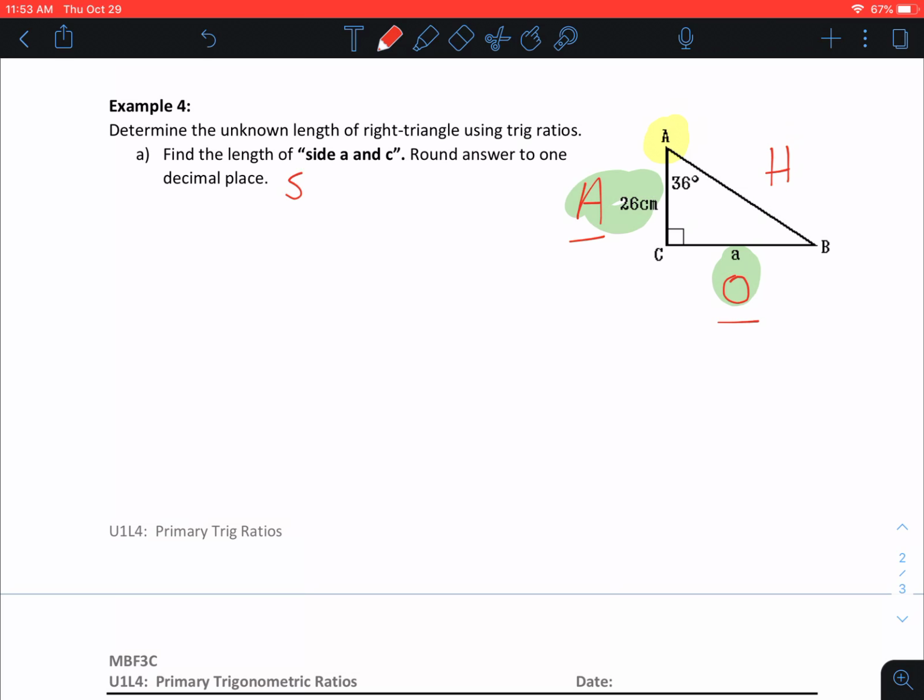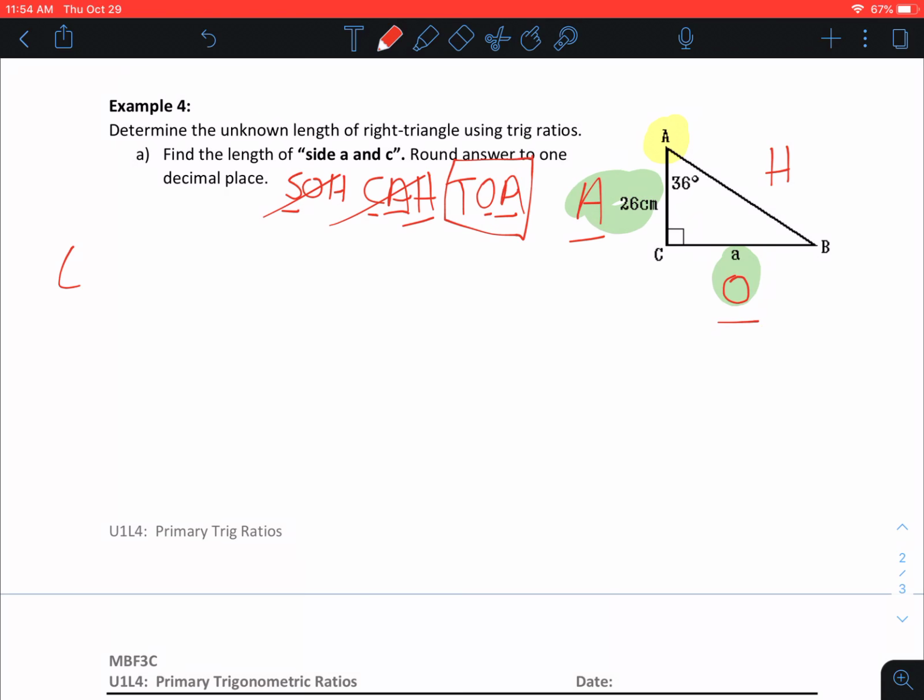If I can't remember, I can use this memory device, SOHCAHTOA, to help me remember my trig ratios. And I want to find one that has the adjacent side and the opposite side. If I look at sine, it has the opposite and the hypotenuse, so that's no good. If I look at cosine, it has the adjacent and the hypotenuse, so that's no good. So it looks like we're going to be using tan because it has the opposite side and the adjacent side.